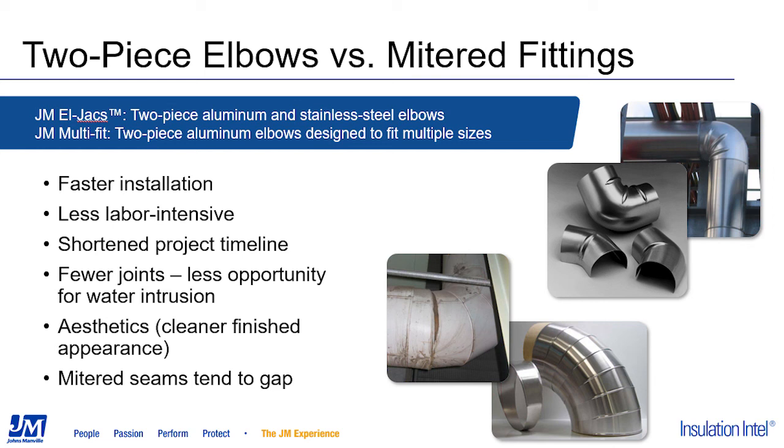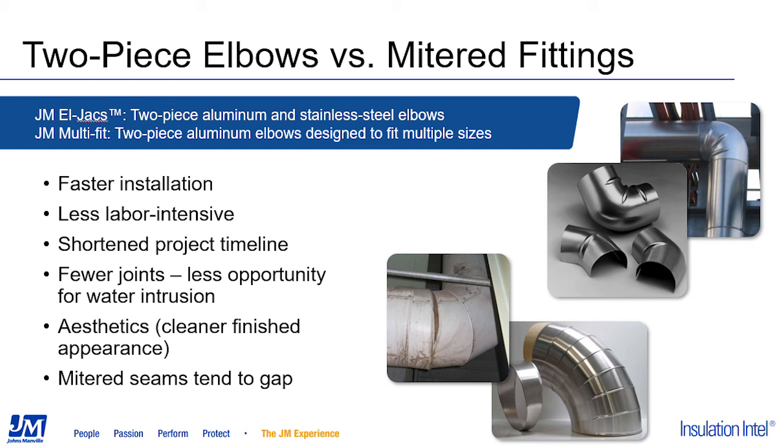2-piece elbows have fewer joints and much shorter total joint length, which reduces the opportunity for water to enter the insulation system through the joints in the elbows. 2-piece elbows provide what many believe is a superior aesthetic appearance. You can see some examples of this in the 2 pictures on the right.